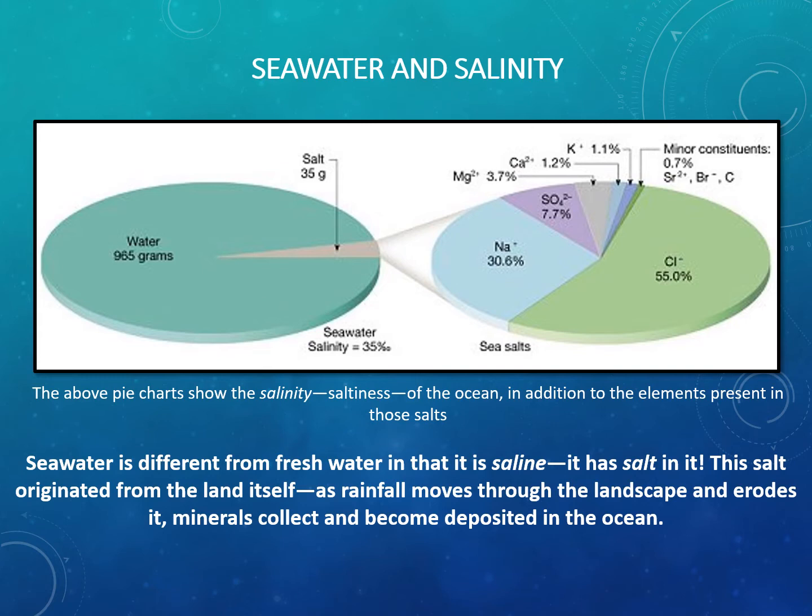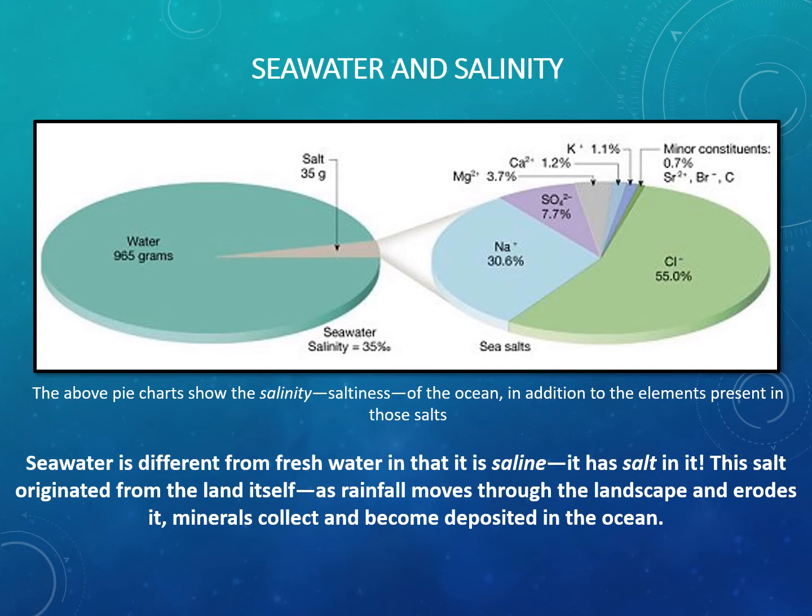Salt originates from the land. As rainfall moves through the landscape and erodes it, minerals collect and become deposited in the ocean. Most of those minerals that slough off will remain as solid rocks, but some of it will further break down into chemical components. Most of those are sodium and chloride, those ions that we find in that solution.